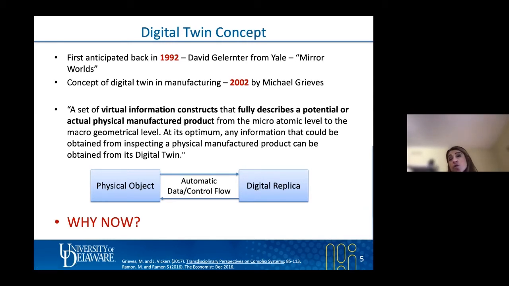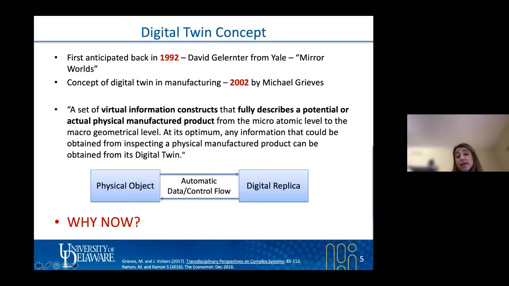If you look at the literature, you see a number of different definitions of what a digital twin is. One that I think represents well what I believe a digital twin is, is a virtual information construct that fully describes, and that's very important, the potential and the actual physical manufactured product. I would also like to point out the word potential, because you can have a digital twin of a product that has not been manufactured yet.